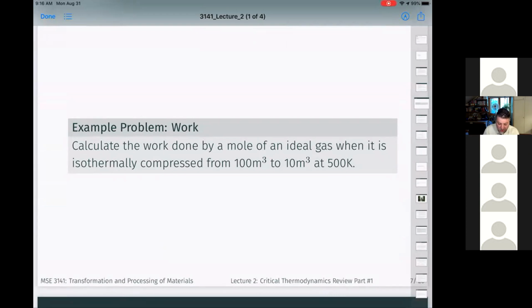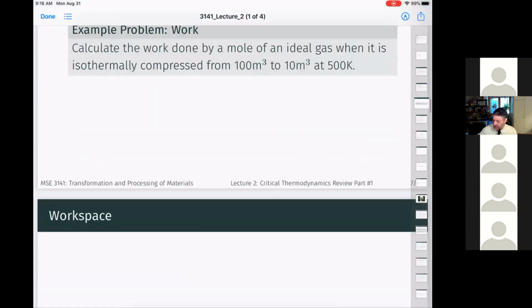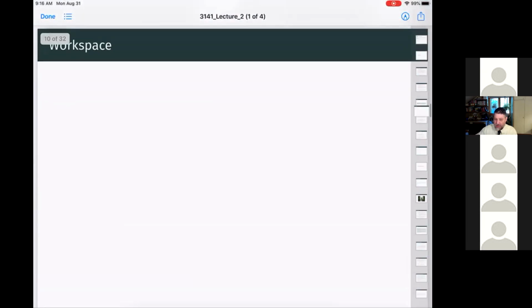Okay, so if we're compressing an ideal gas isothermally, what's that going to tell us about the process? Why am I picking such a trivial example? Ideal gases are relatively easy to calculate.